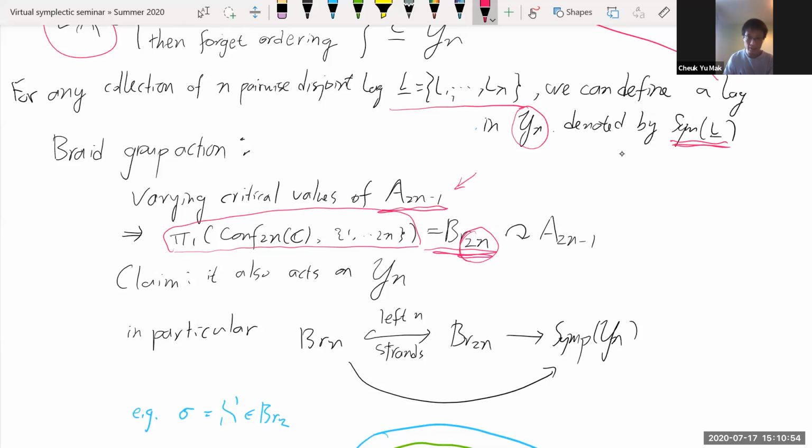And we claim that by similar reason, this group also acts on the Y_n, because Y_n is the complement of a divisor in the Hilbert scheme. In particular, we can consider a subgroup inside the Braid group of two n strands, namely the subgroup of the left n strands. And this group acts on the symplectic manifold Y_n.